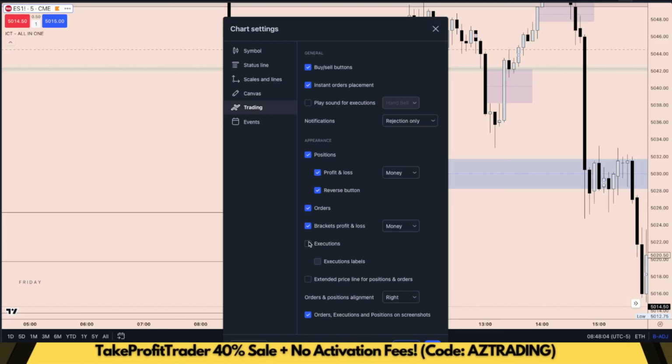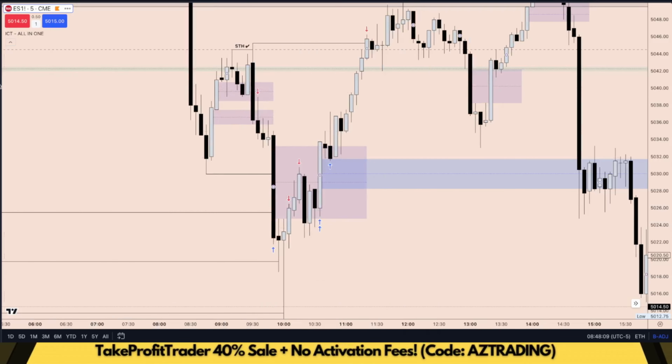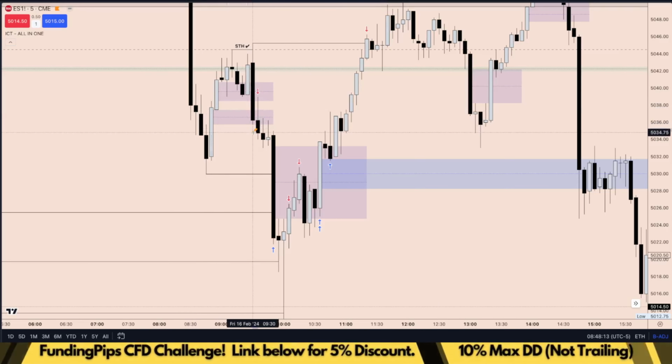So let me actually turn on the executions here. Turning on the executions of last Friday. Well, what did I do? We closed below our lowest bullish fair value gap right here. We entered into the short trade, taking profit right here on the sell side liquidity pool. Well, what did we do afterwards?